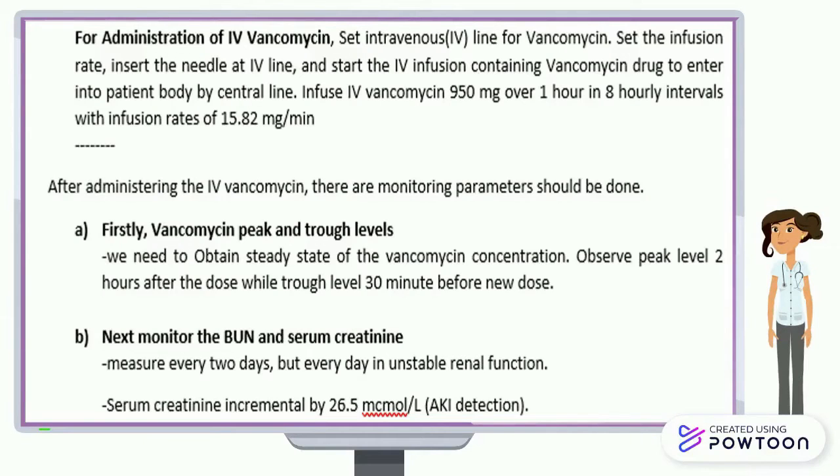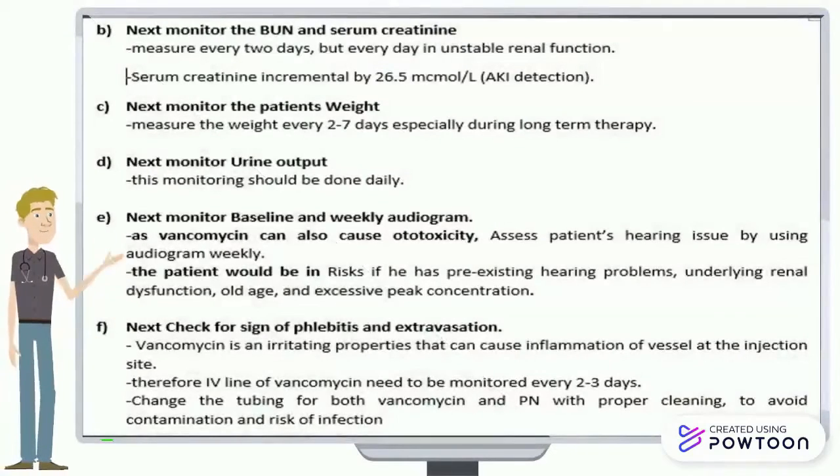We need to obtain the steady state of the vancomycin concentration. Therefore, we need to observe the peak levels 2 hours after the dose, while the trough levels are measured 30 minutes before the new dose. Next, we need to monitor the BUN and serum creatinine. We need to measure every 2 days, but for patients with unstable renal function, we need to monitor it every day. Serum creatinine needs to increase by 26.5 micromoles per liter for acute kidney injury detection.